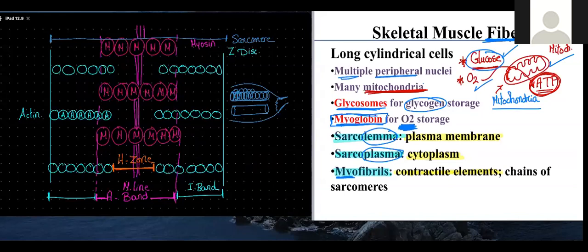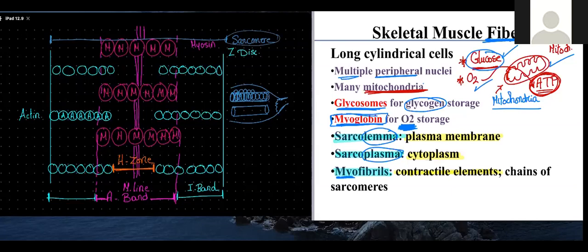Contractile unit of the skeletal muscle cells. Here we go. The contractile unit of skeletal muscle cells is my sarcomere, exactly. Sarcomere. The sarcomere is the contractile unit of the skeletal muscle cell.